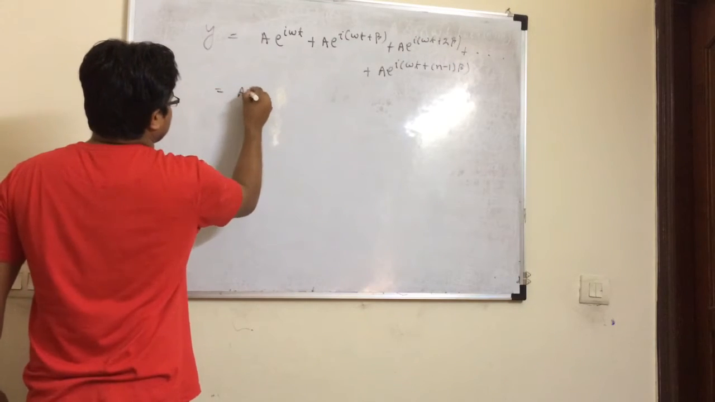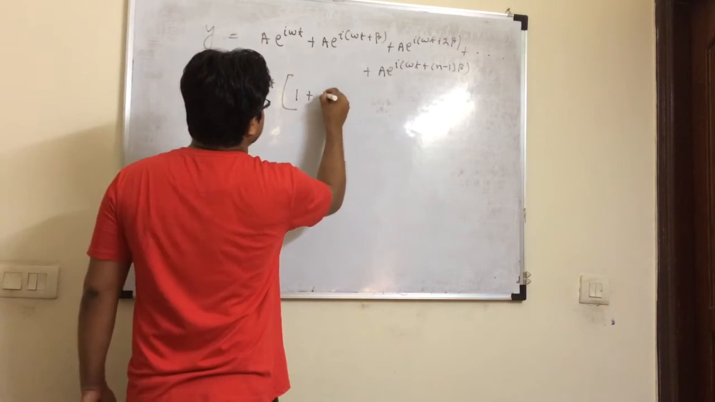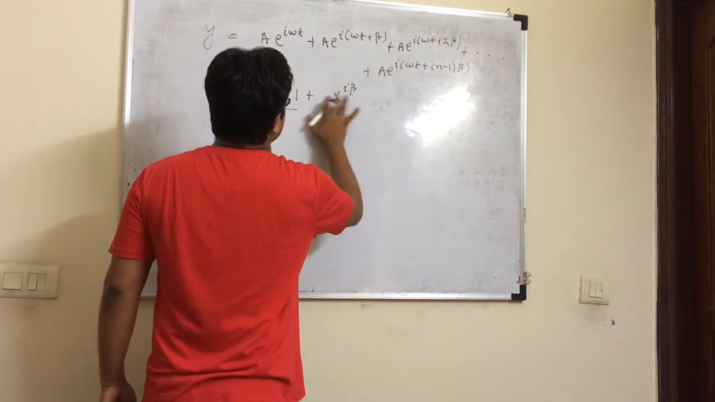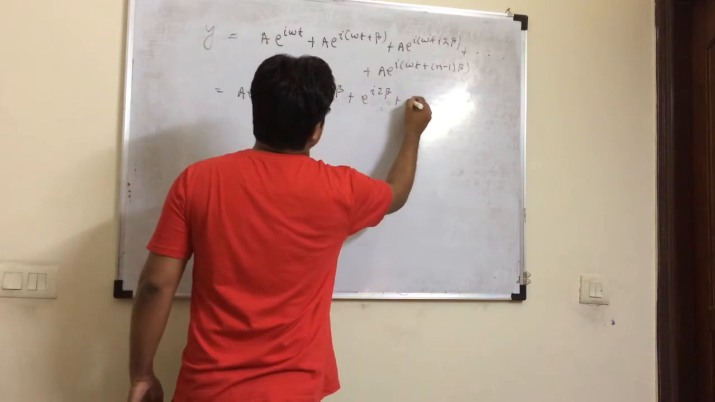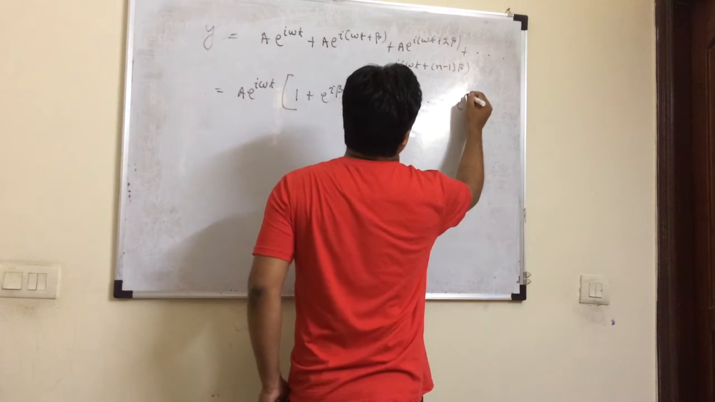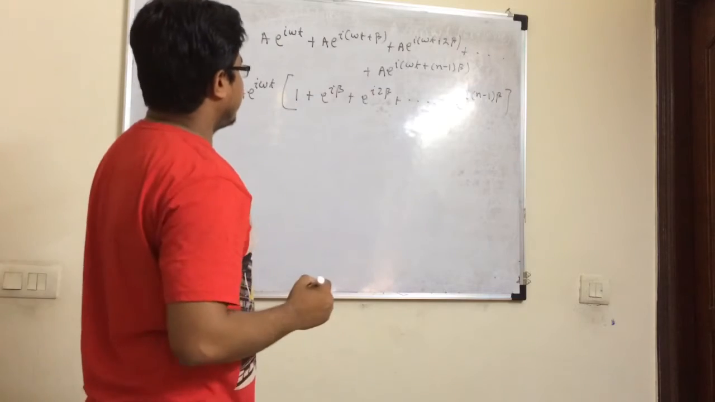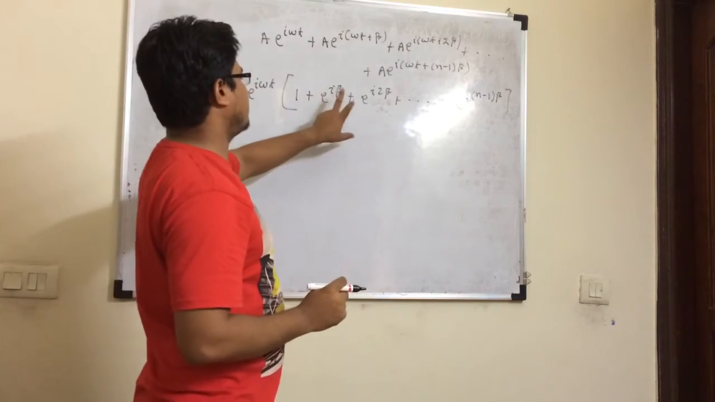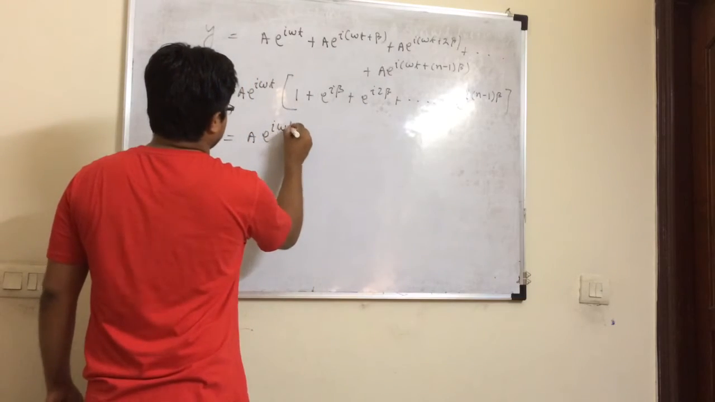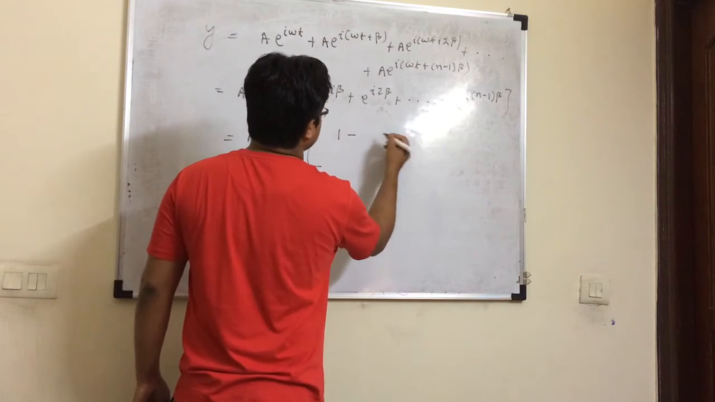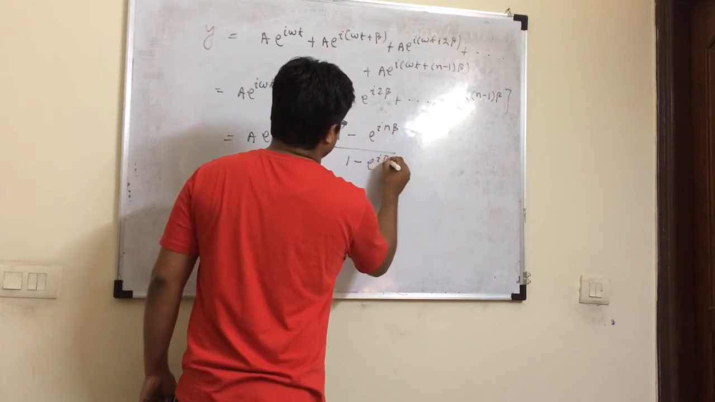So taking e to the power i omega t common, we can write this as 1 plus e to the power i beta plus e to the power i 2 beta plus up to e to the power i (n minus 1) times beta. So this is in the form of a geometric series, 1 plus r plus r square up to this. So we can write this as e to the power i omega t times (1 minus r to the power n, which is e to the power i n beta) divided by (1 minus r, which is e to the power i beta).